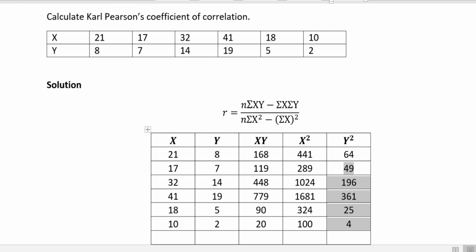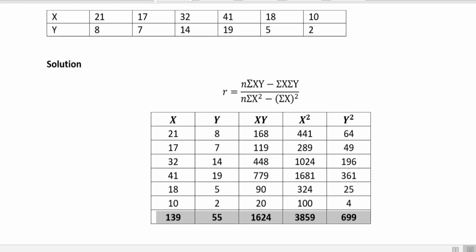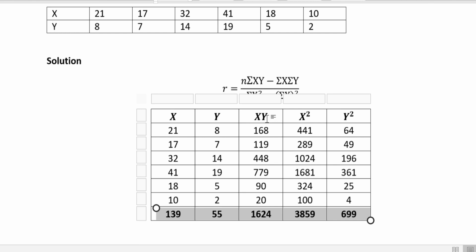After you are done with that, then we need the sum of those columns. So the sum of column x will give us 139, sum of column y will give us 55, the sum of column xy will give us 1624, sum of column x squared will give us 859, and the sum of column y squared will give us 699.